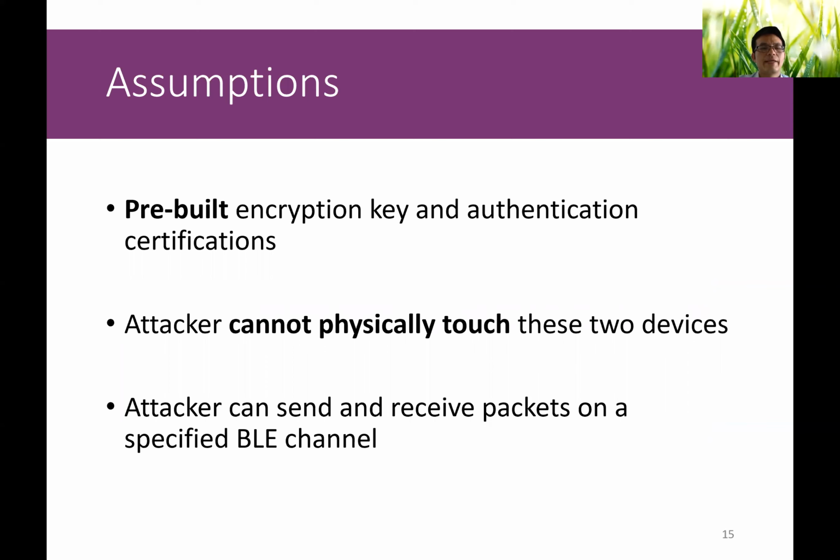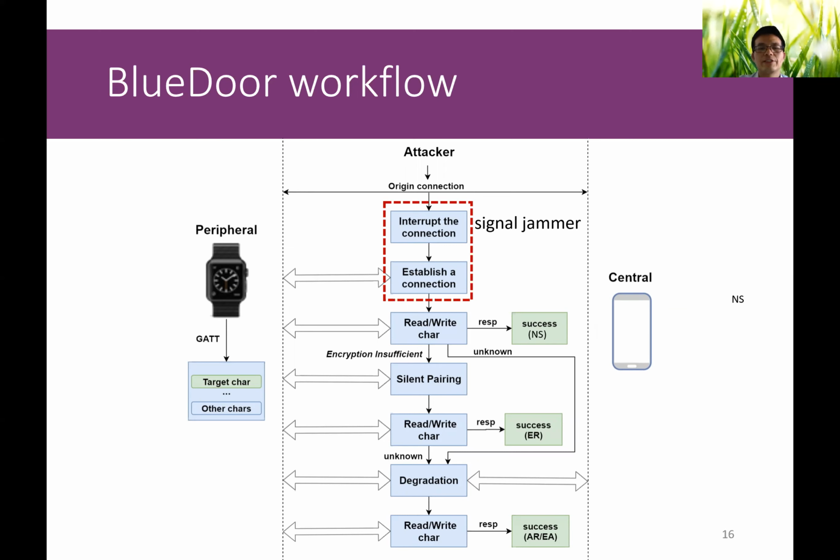We assume that there are pre-built encryption keys and authentication certifications between two devices, and the attacker cannot physically touch these two devices. Meanwhile, the attacker can send and receive packets on a specific BLE channel. The main workflow for our method BlueDoor is shown as follows. First, as those two devices have built a connection before, the first step for the attack is to interrupt the connection using a signal jammer. After that, the attacker can establish a connection with the peripheral device using its advertising packet. So after this step, the attacker can already access the characteristics of no security. However, it cannot access those characteristics requiring authentication or encryption.